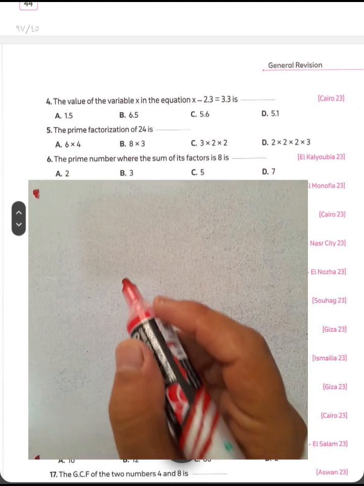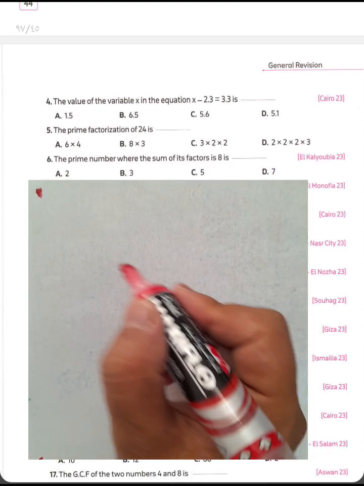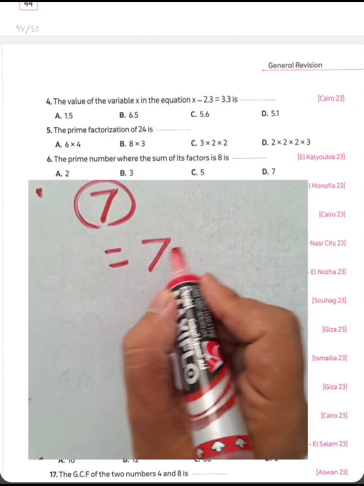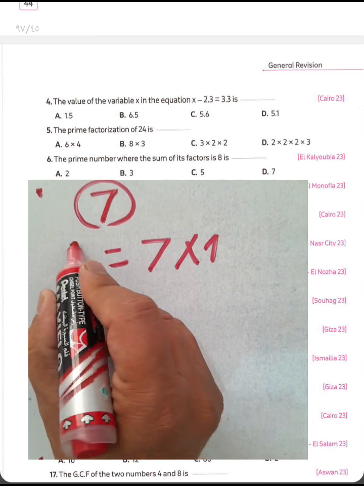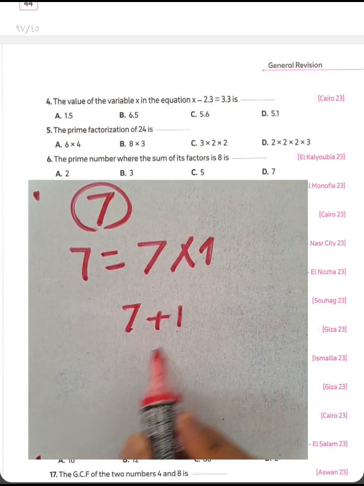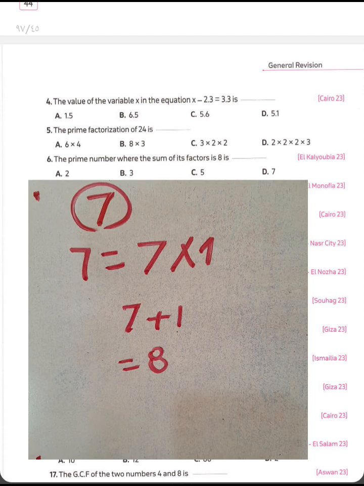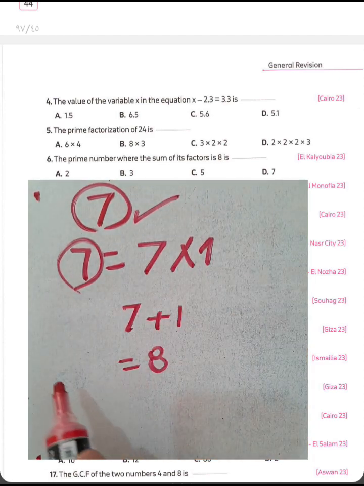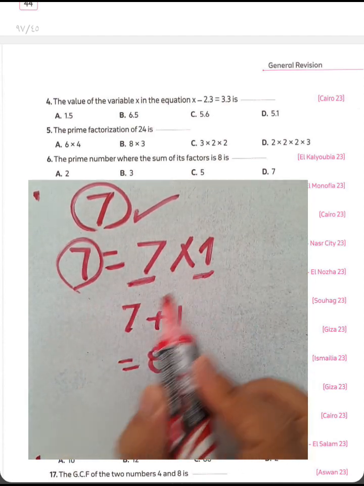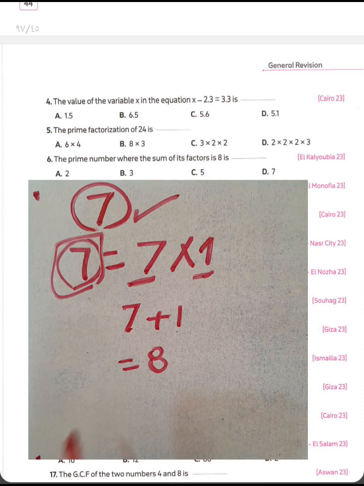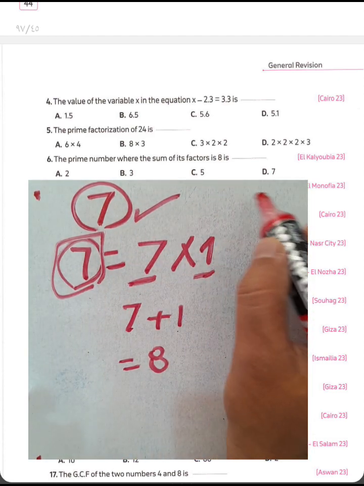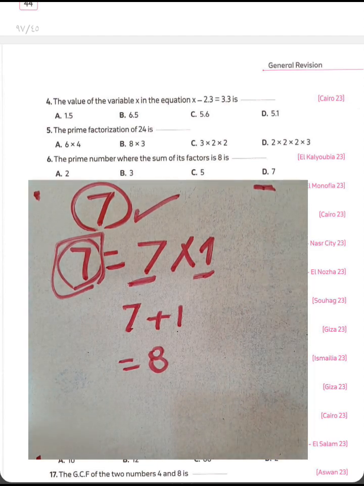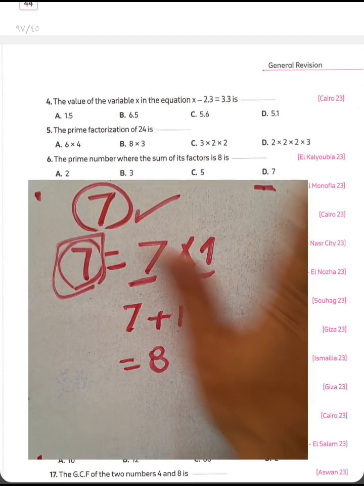The prime number where the sum of factors is 8, it will be 7, because 7 is 7 multiplied by 1, and 7 plus 1 equals 8. Then the prime number whose sum of factors is 8 will be 7. It will be 7, because 7 can be divided by itself and 1 only. We call 7 a prime number. Then the prime number whose sum of its factors is 8, we called what? We can choose letter D here. Okay, 7 is a prime number where the sum of its factors is 8.